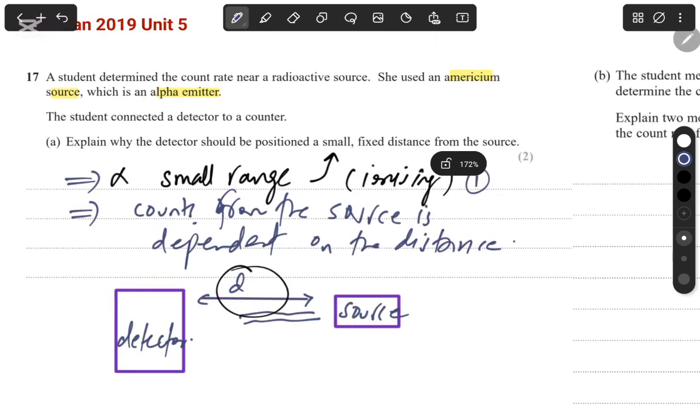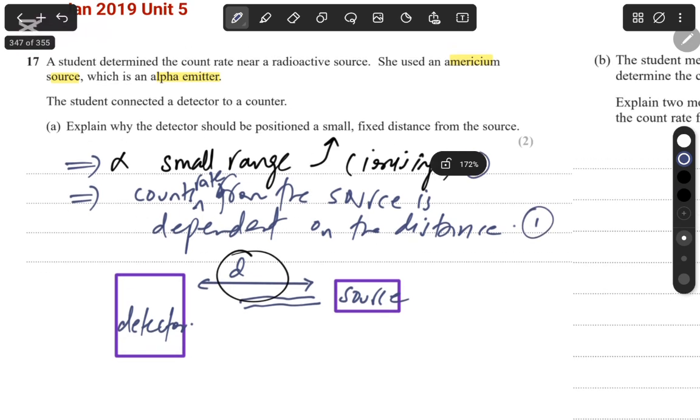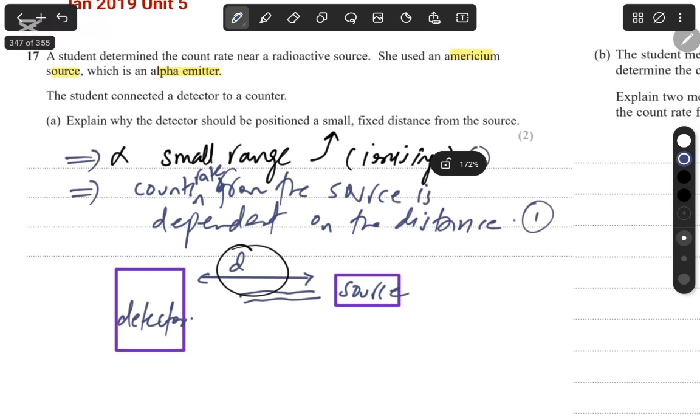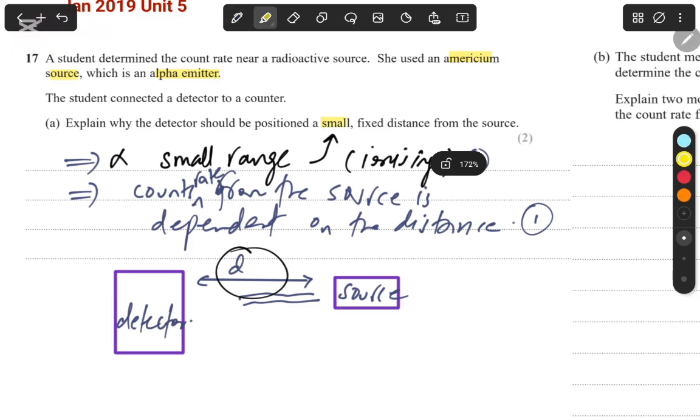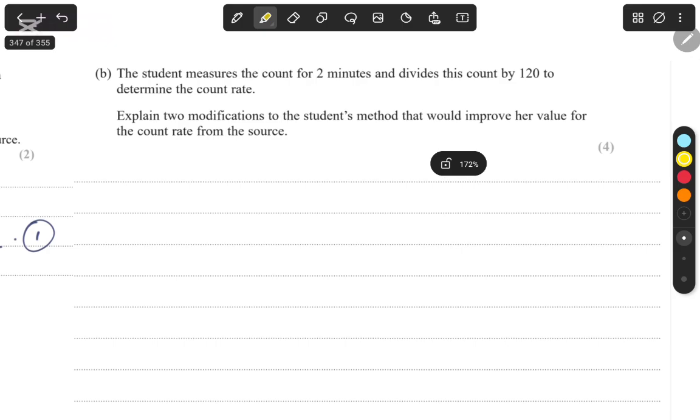Okay, and the count rate here. So that's the answer. You get a second point for this. I hope you understand what's going on. So we have to explain two of these things: why it must be small and why it must be a fixed distance. Now let's move on to the next part.